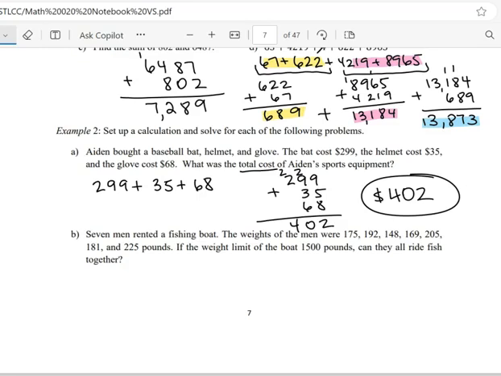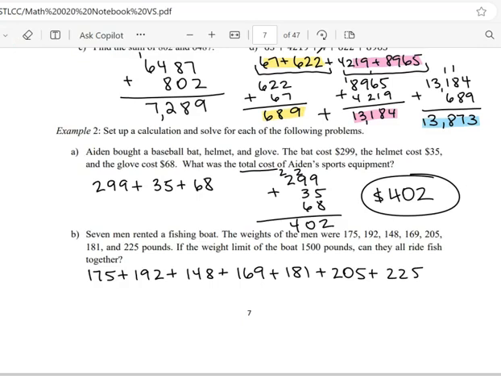Well, we know that all the numbers that we add together should be less than 1,500 pounds. So let's look at what would be the easiest way to add it. So we have 175 plus 192 plus 148 plus 169 plus 181 plus 205 plus 225. So 1, 2, 3, 4, 5, 6, 7. So I got all the numbers.